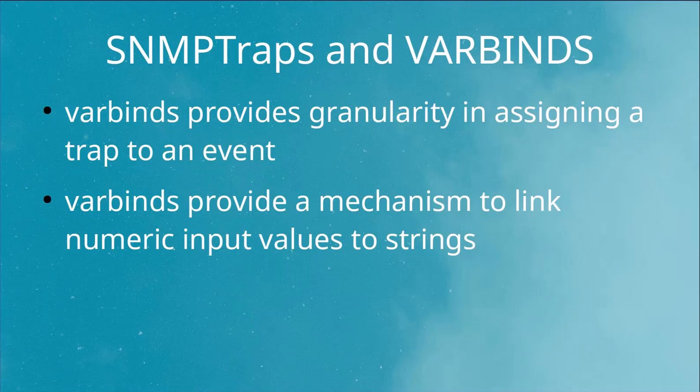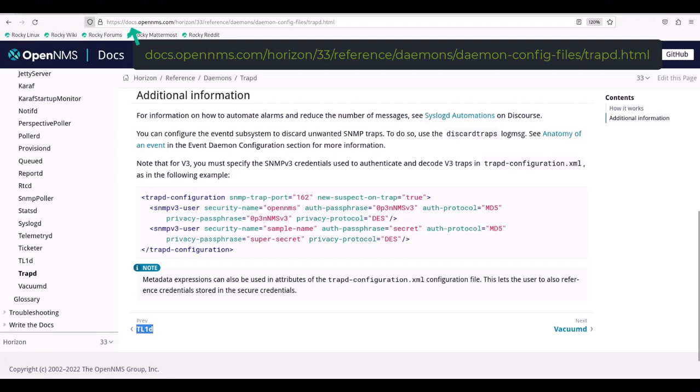SNMP traps and VARBINDS can be summarized as: VARBINDS provide granularity in assigning a trap to an event, and VARBINDS provide a mechanism to link numeric input values to strings. This module will conclude with using SNMP v3 with SNMPTrap. The documentation can be found under Horizon Reference, Daemons, Trapd, Additional Information. Keep in mind that SNMP traps are other network elements communicating with OpenNMS. Those other network elements need to know how to access OpenNMS.